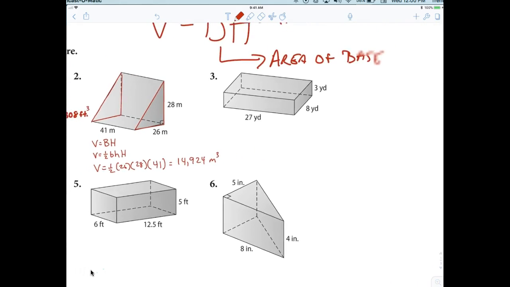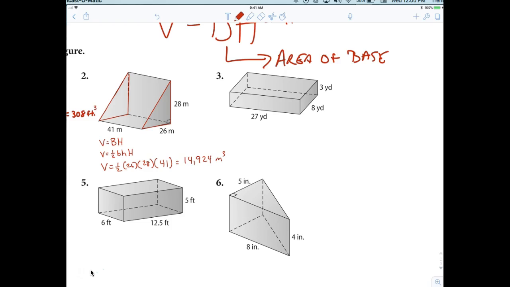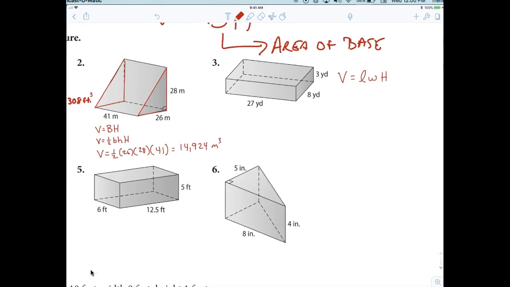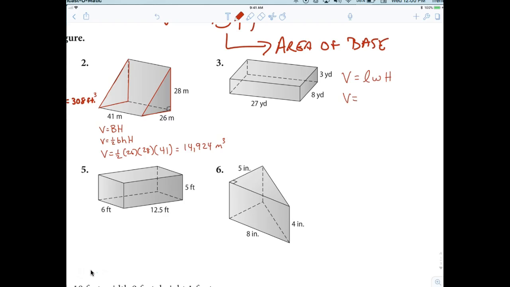Now, number 3. Number 3, again, that is a what? Rectangular prism. So it's not really that big of a deal. For the rectangular prism, remember, volume equals length times width times height. So you're writing the formula, then you're plugging the numbers into the formula. So here we have volume equals 27 times 8 times 3.